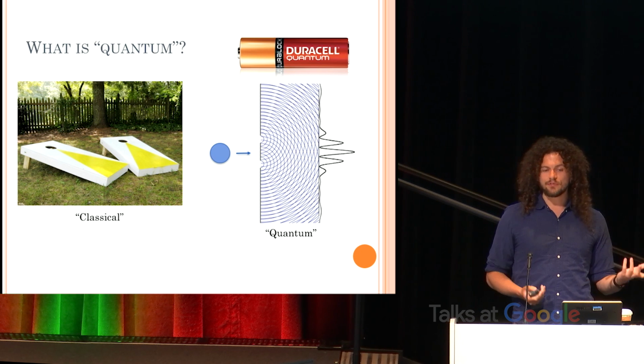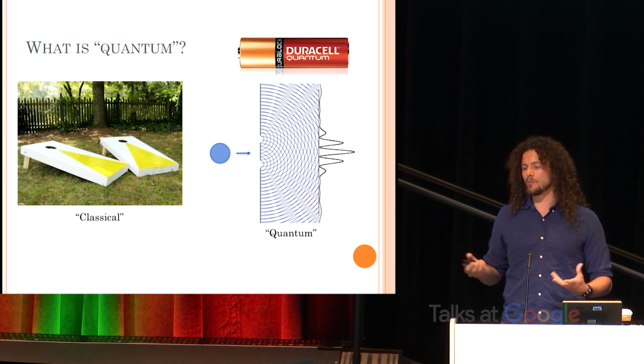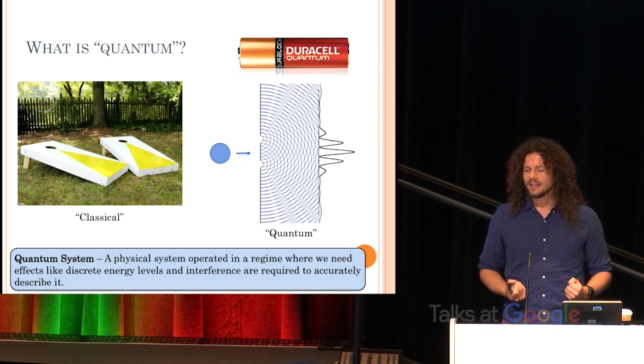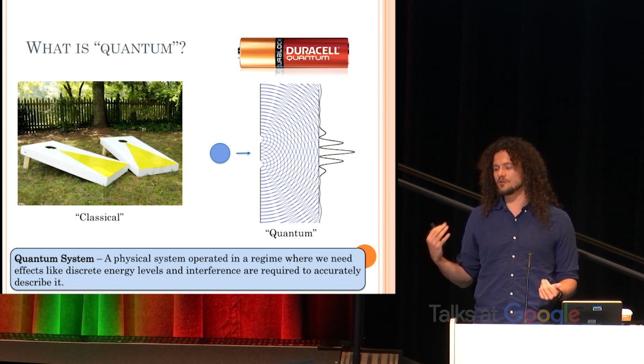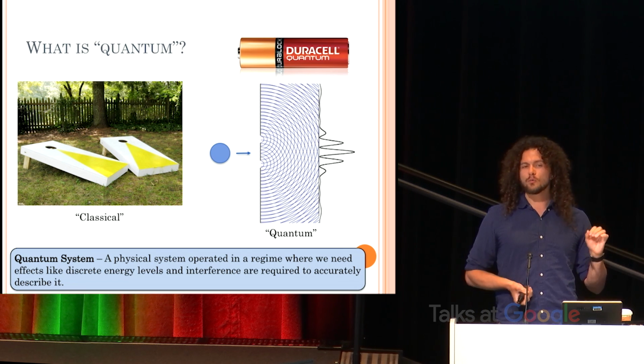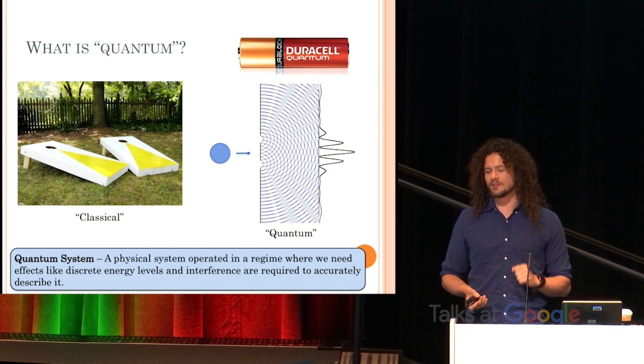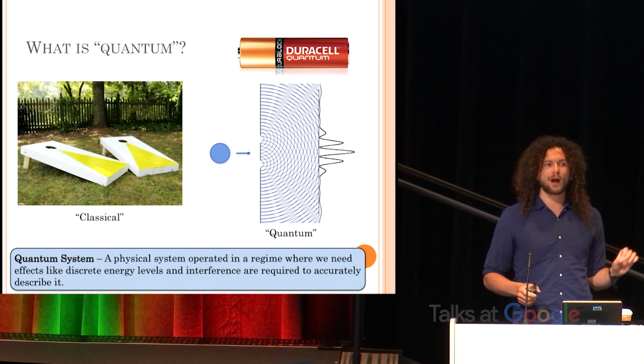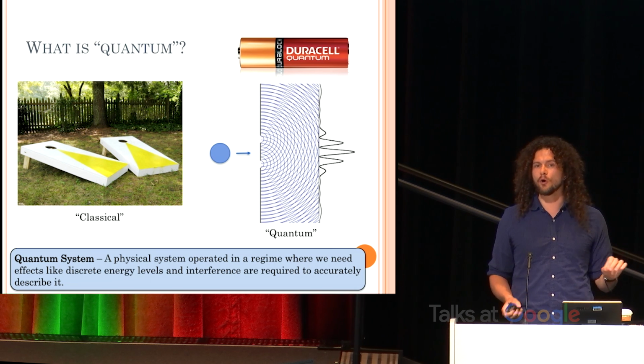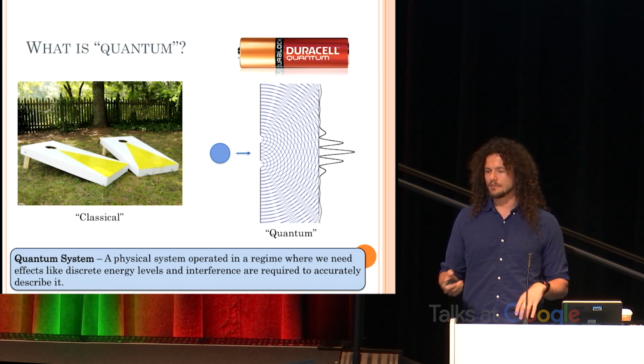But I'll get into that more later. Effectively, what I want to define for you in a very loose sense is that a quantum system is some physical system operated in a regime where we actually need effects like discrete energy levels and particles interfering with themselves to accurately describe it. In practice, that often means something that's very cold and very well controlled.